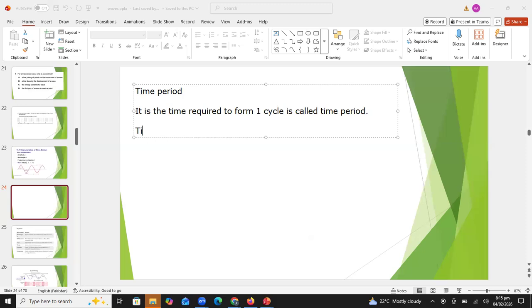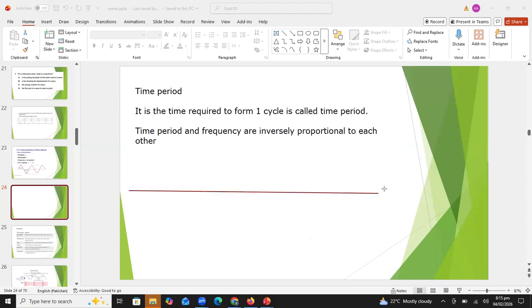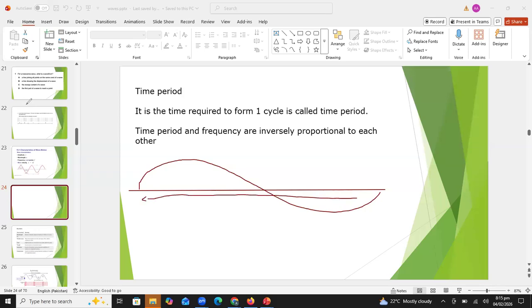Alright, time period and frequency are inversely proportional to each other. I'm repeating, students. Time period and frequency are inversely proportional. How? Let me show you. I'm drawing two different waves. This is the first wave, its reference line. You can see there is only one wave, so its frequency is less, but its time period is greater because it will take a long time to form one cycle.